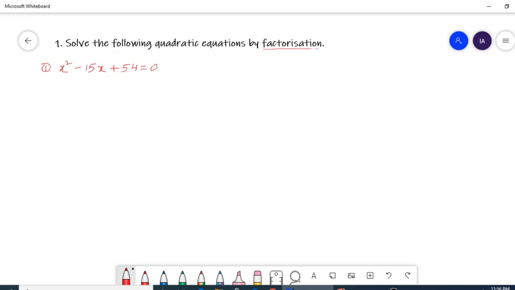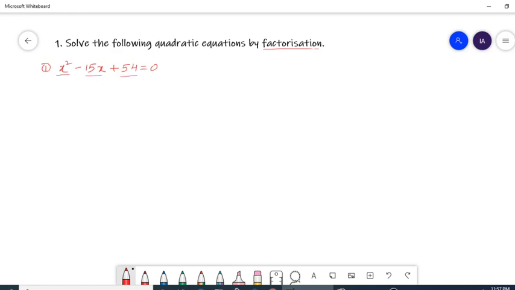This is a special method which requires some special conditions in the given quadratic equation to solve those equations by factorization method. All quadratic equations cannot be solved by factorization method. Only those equations we can solve which follow certain rules. For example, in a quadratic equation we consider this the first term, this one the second term, and this one the third term.